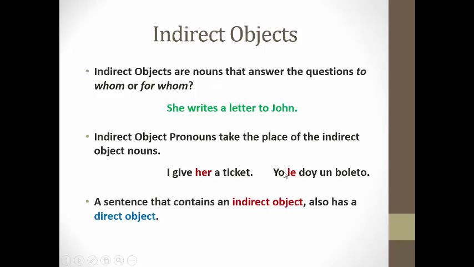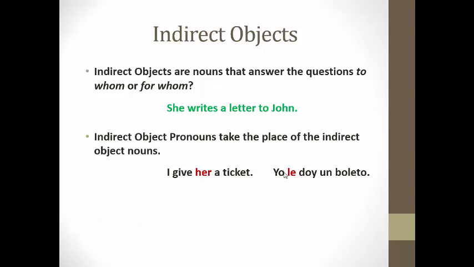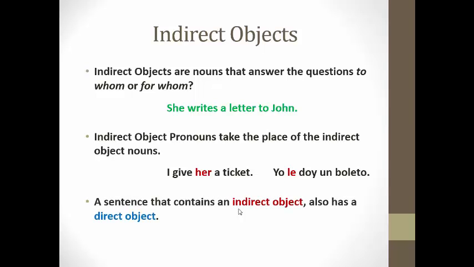In my sentence here, en español, yo le doy un boleto. I give her a ticket. My indirect object pronoun, le, has replaced her. We'll talk a little bit more in detail about indirect object pronouns in a minute here.